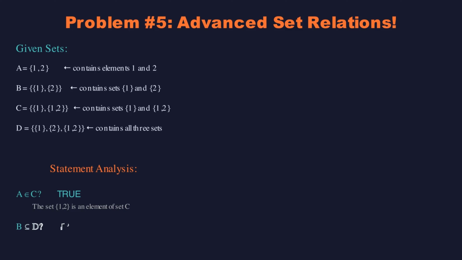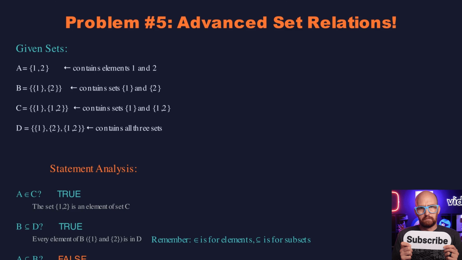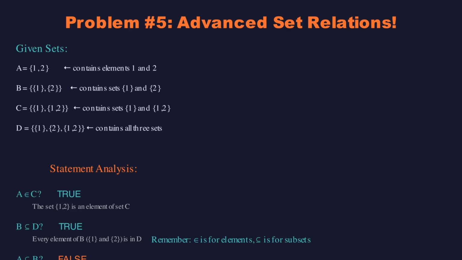Is A an element of C? True, because the set {1, 2}, which is exactly A, is inside C. Is B contained in D? True. Every element of B is also in D. Is A contained in B? False. A contains numbers, B contains sets. They're completely different types. Incredible.